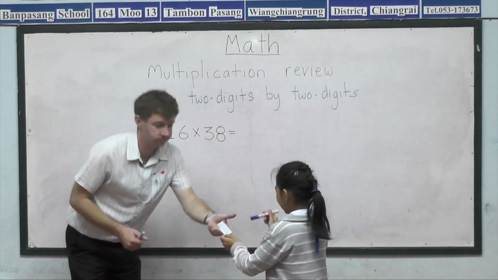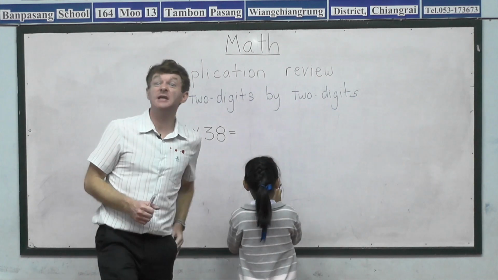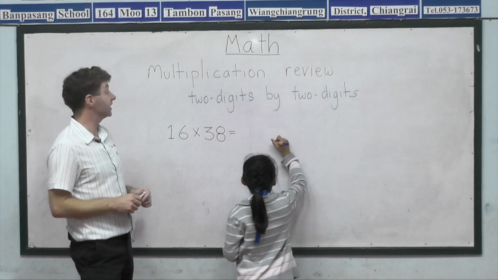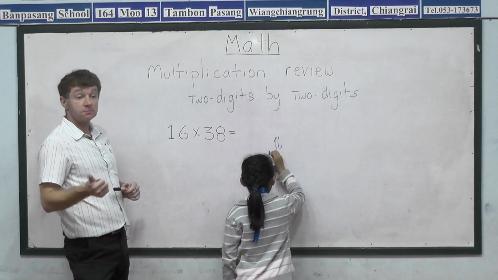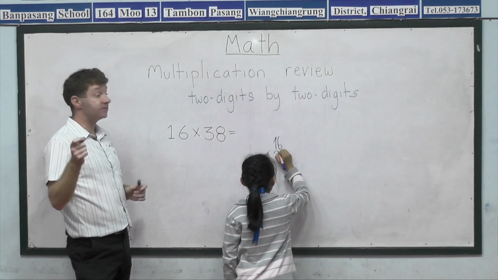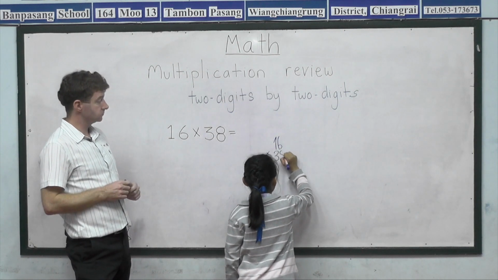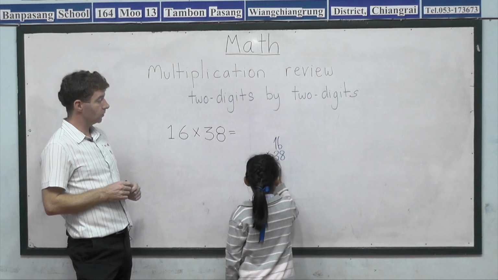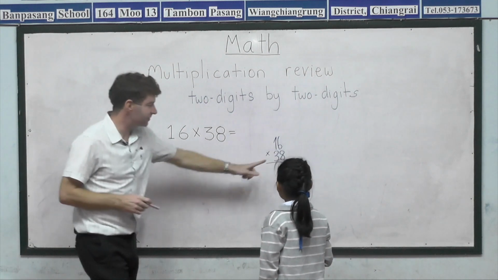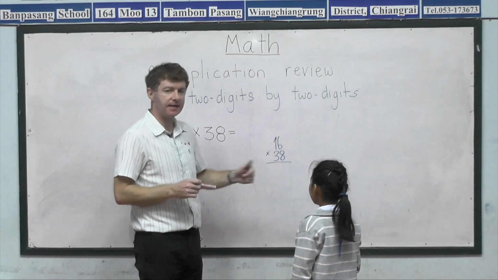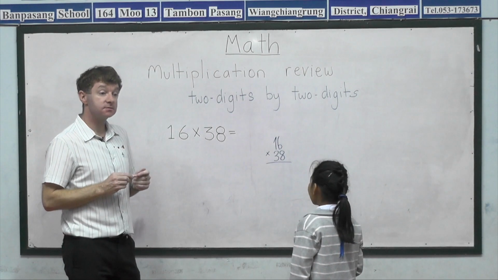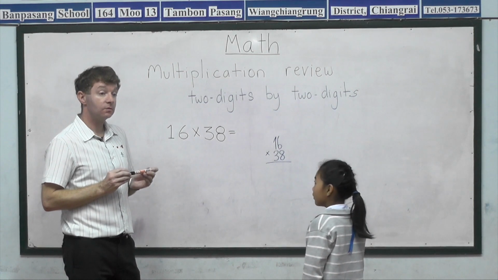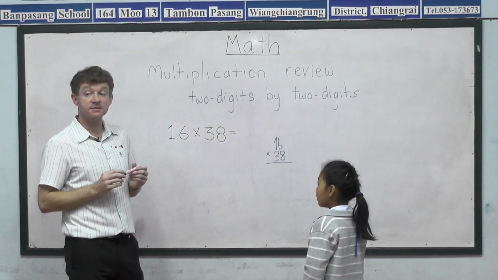Over to you. So first of all, we need to write the problem. 16 times 38. Okay, so step 1, 8 times 6. 8 times 6, guys? 8 times 6.